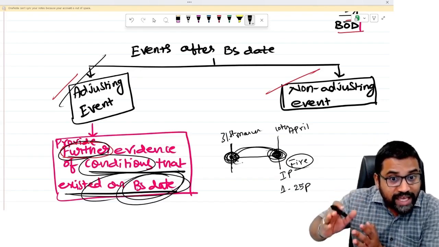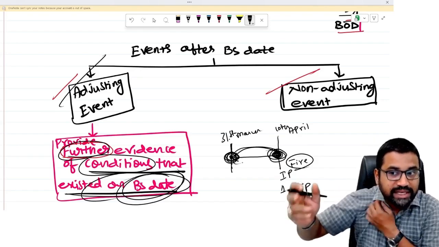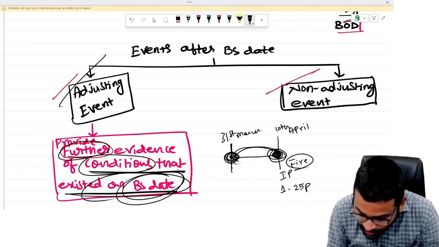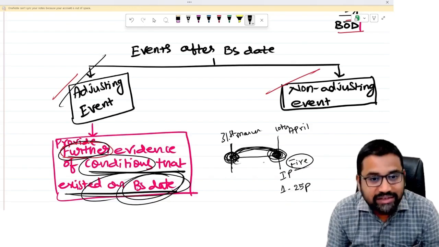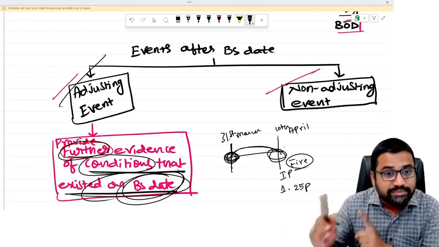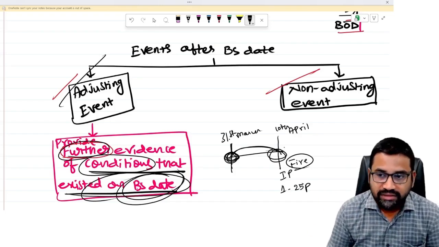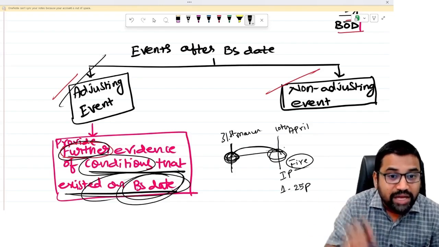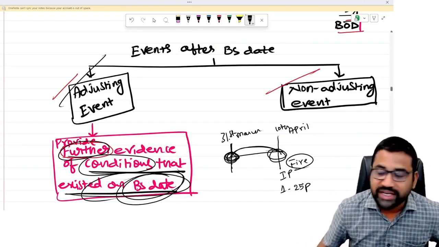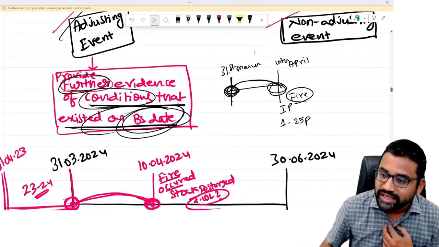So, to say any event which subsequently happened is an adjusting event, it should definitely have a connection with 31st March. You should be able to establish a connection. If you are not able to establish a connection between 31st March and the subsequent event, it's a non-adjusting event. How? This subsequent event must provide further evidence of conditions that existed on the balance sheet date.